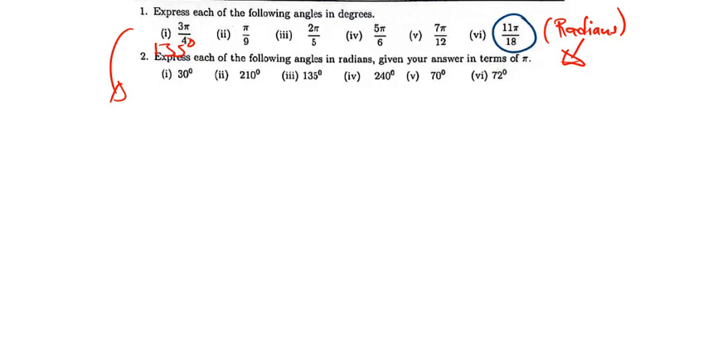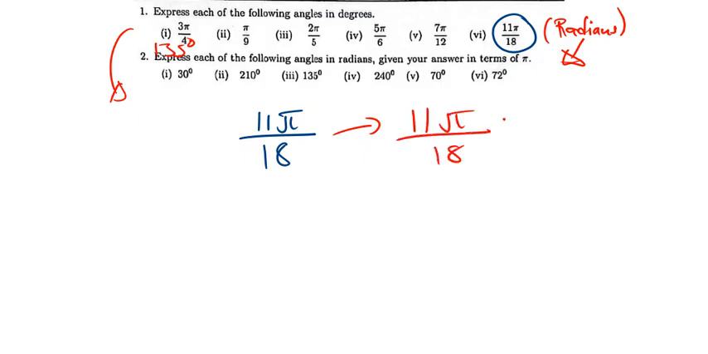You can go to 11 pi over 18. Feel free to pause the video and try out this one, converting it to degrees. So we have 11 pi over 18 multiplied by 180 over pi, with pi on the bottom and 180 on top. The pi cancels, 18 there is 1, 18 there is 1. So we have 11 multiplied by 10, which is 110 degrees.